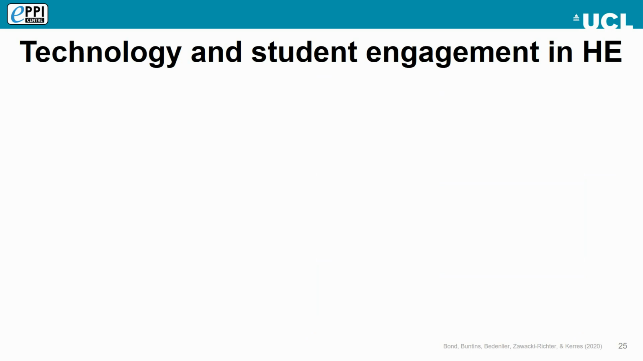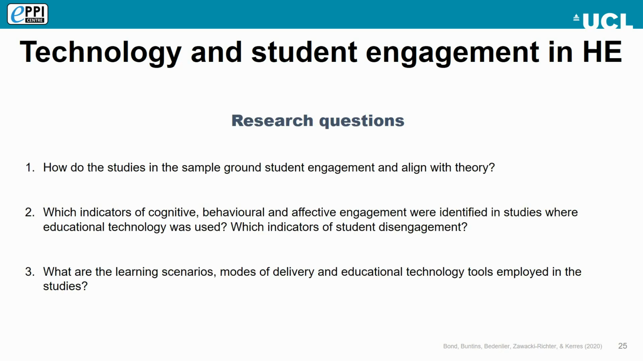So the first systematic review that I conducted as part of my PhD was part of the Active Learn project, which was a collaboration between the University of Oldenburg and the University of Duisburg-Essen. The research questions we sought to answer were: how do the studies in the sample ground student engagement and align with theory? Which indicators of cognitive, behavioural and affective engagement were identified in studies where educational technology was used? And which indicators of student disengagement? And what are the learning scenarios, modes of delivery and educational technology tools employed in the studies?